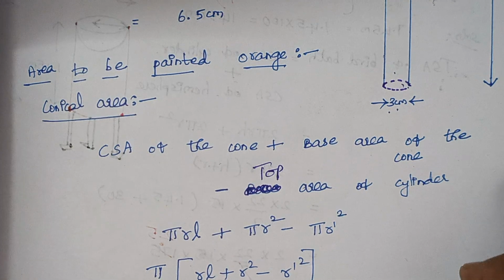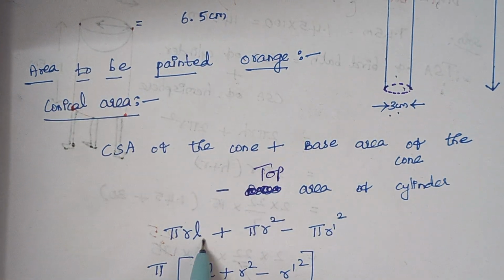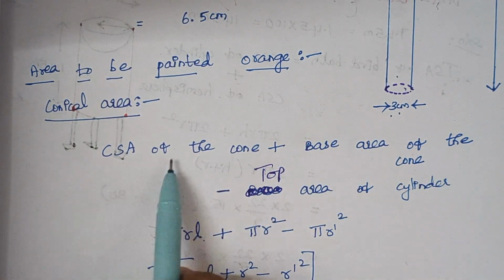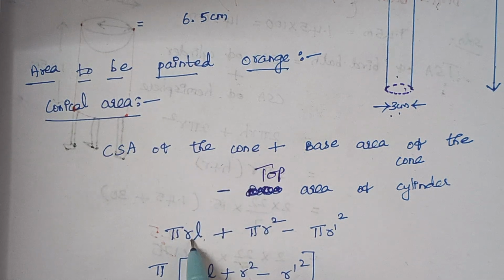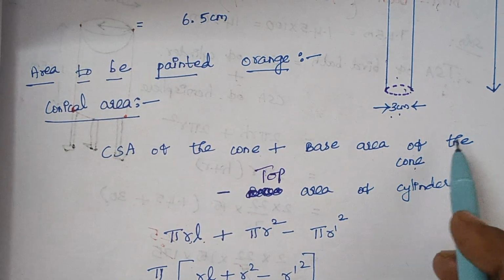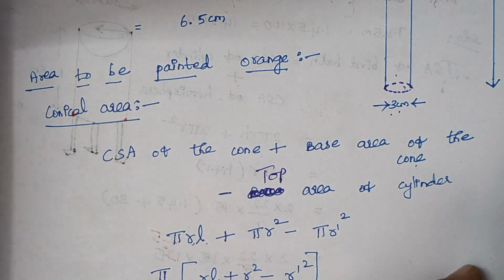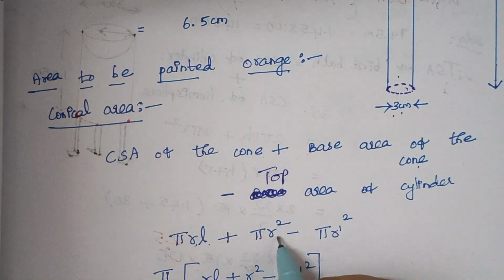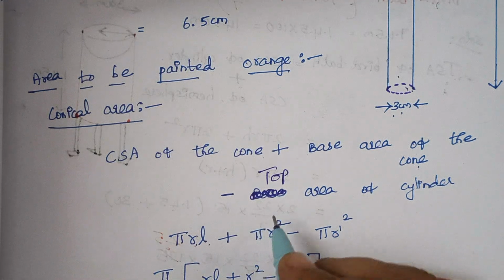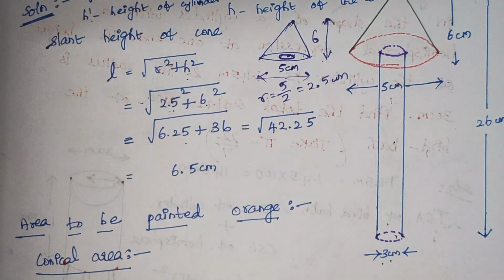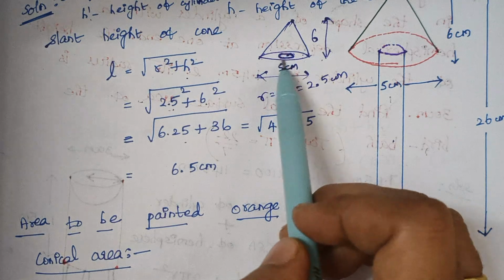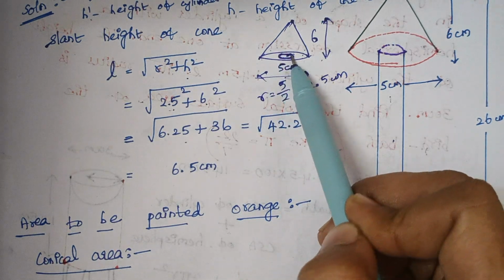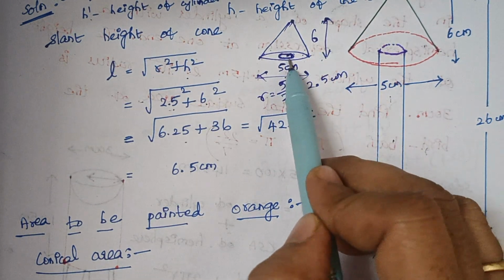So what is the formula? For cone it is pi RL, right? For the cross-sectional area of the cone it is pi RL. What about the base area of the cone? Again this is also in the form of a circle. So here it is pi r square because r is the radius of the cone, minus, and here we do have another circular shape and this is the top area of the cylinder. Again this is in the form of a circle.